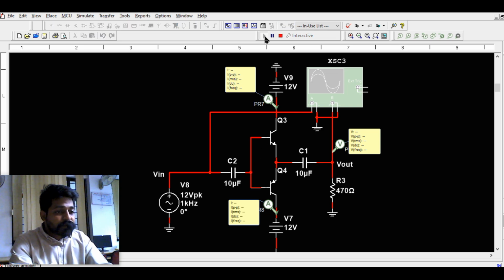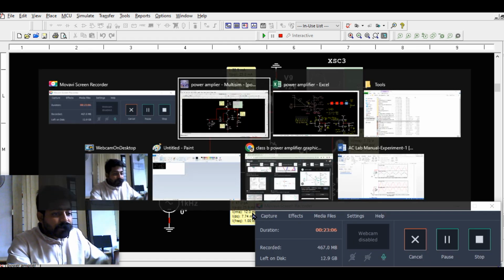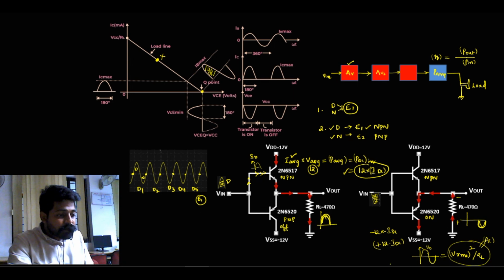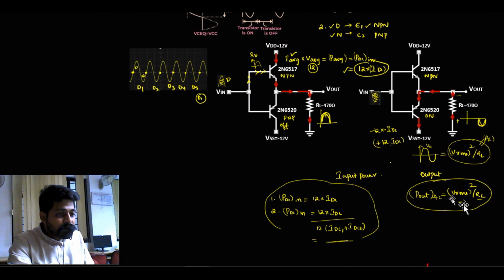And then simulate. So now we can see the DC currents are around 7.01 and 7.74 milliamperes, which means 10 to the power of minus 3. The DC power is 12 times 7.01 plus 7.74 milliamperes. So this much power, right?